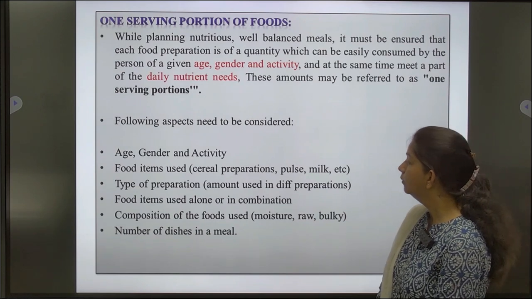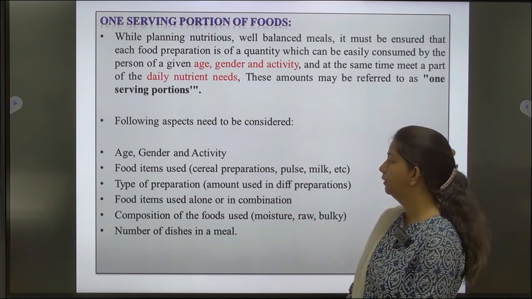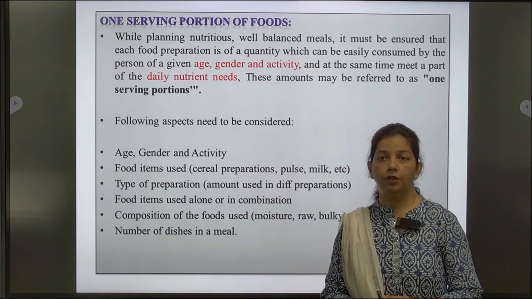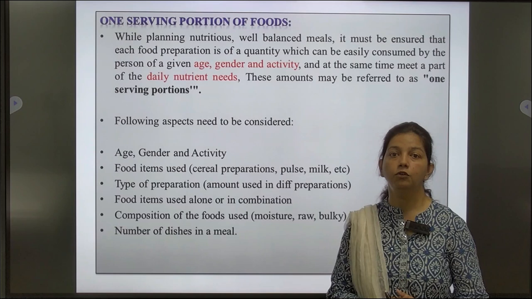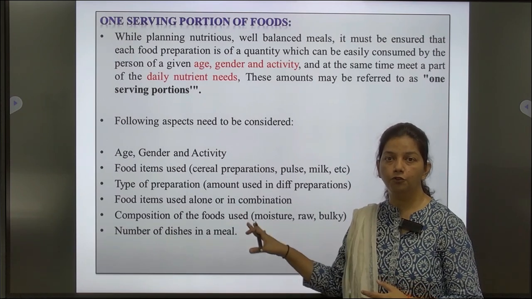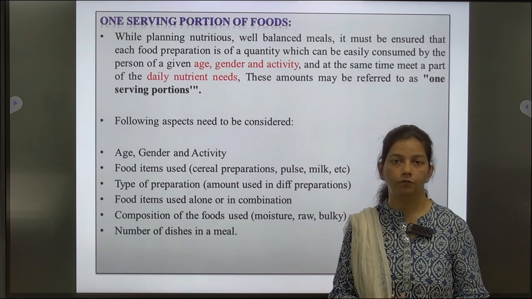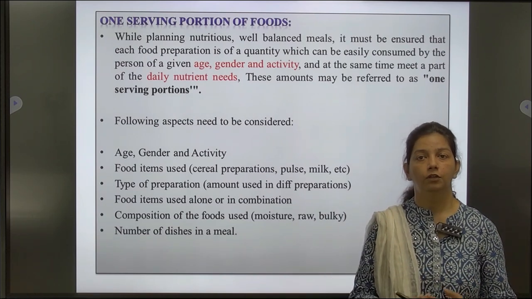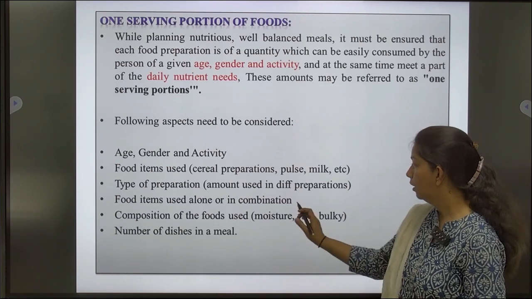Then the food item used alone or in combination. Like if we are using a combination of meals, we are using khichdi, we are giving dal, so no need to give additional dal. We have to maintain one portion of pulse, either in the form of dal or in the form of khichdi. So repetition of food items is not required.